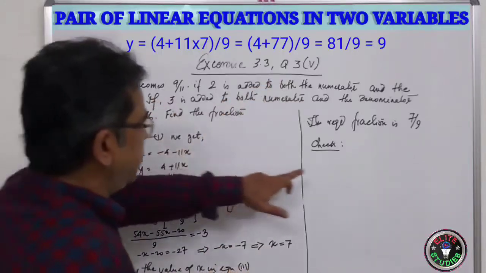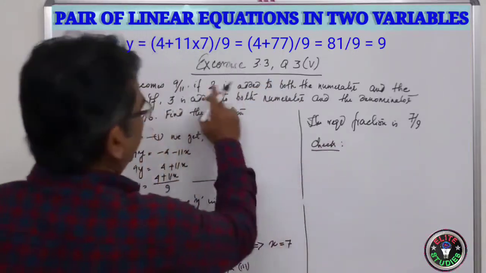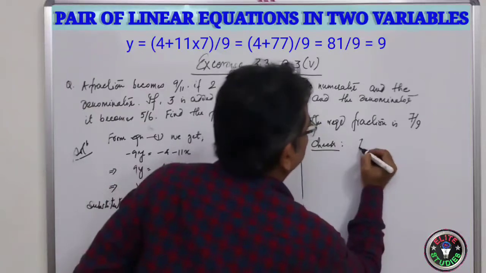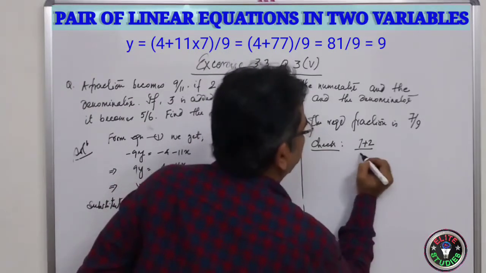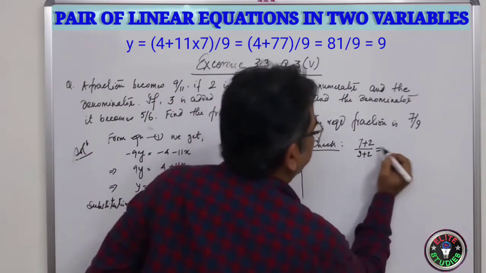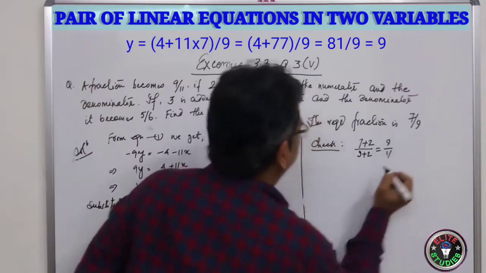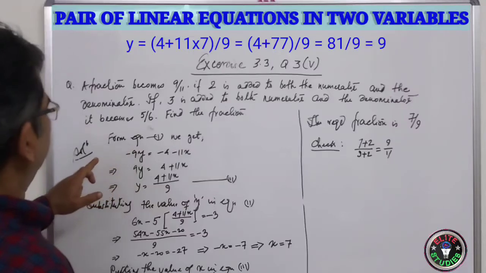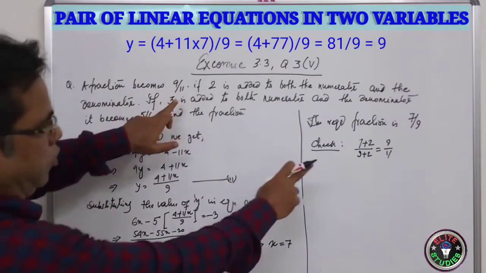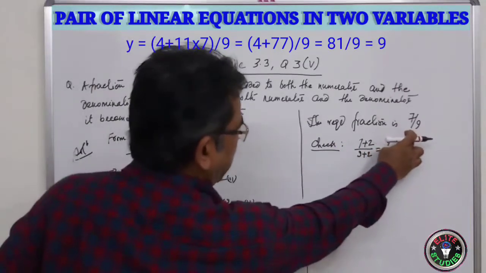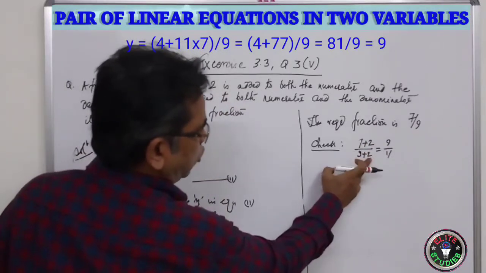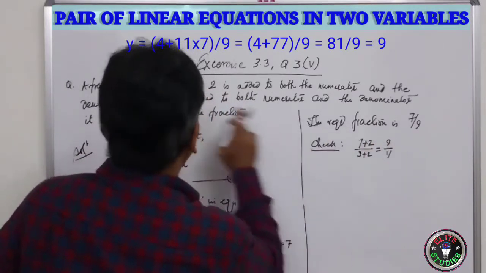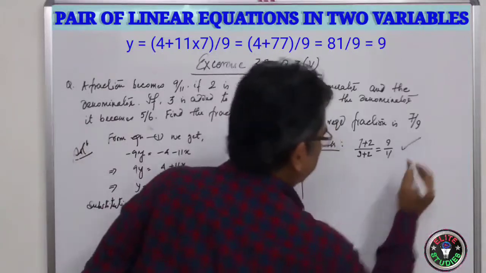A fraction is now 7 by 9. What if 2 is added? You add 2: 7 plus 2 and 9 plus 2. What it becomes? 9 by 11. You see, the original fraction was this. When 2 was added to the numerator and 2 was added to the denominator, the fraction becomes 9 by 11. So the first condition is satisfied.